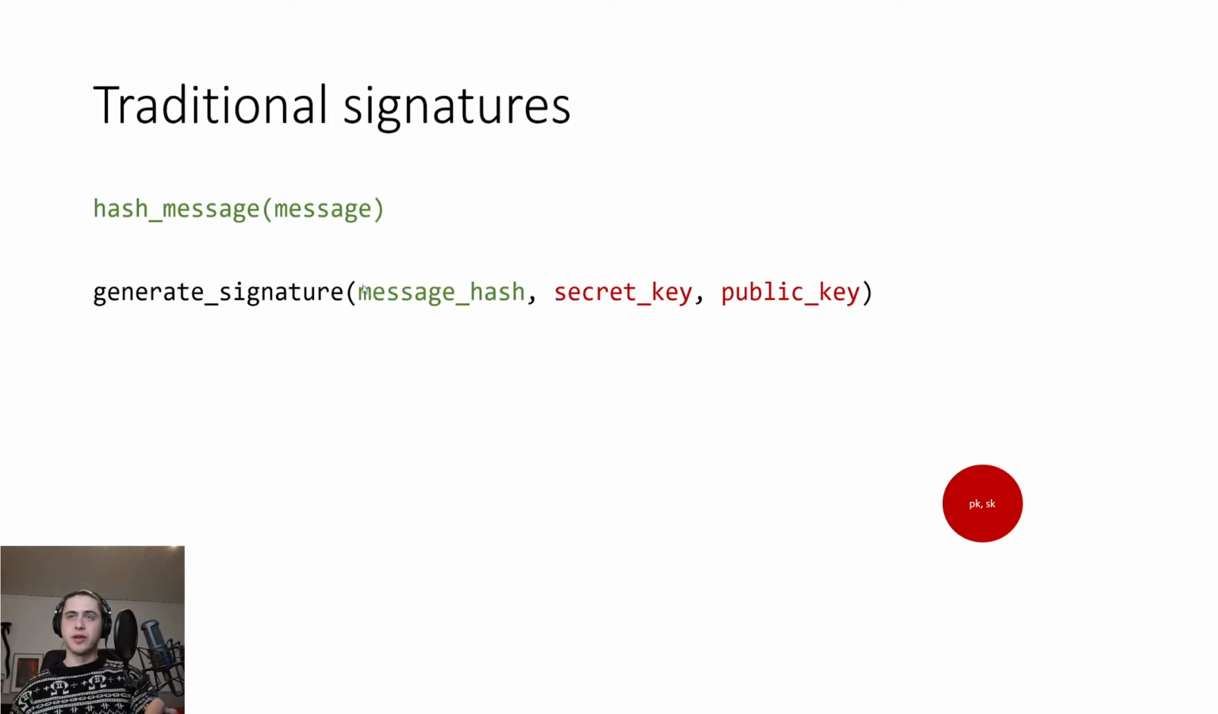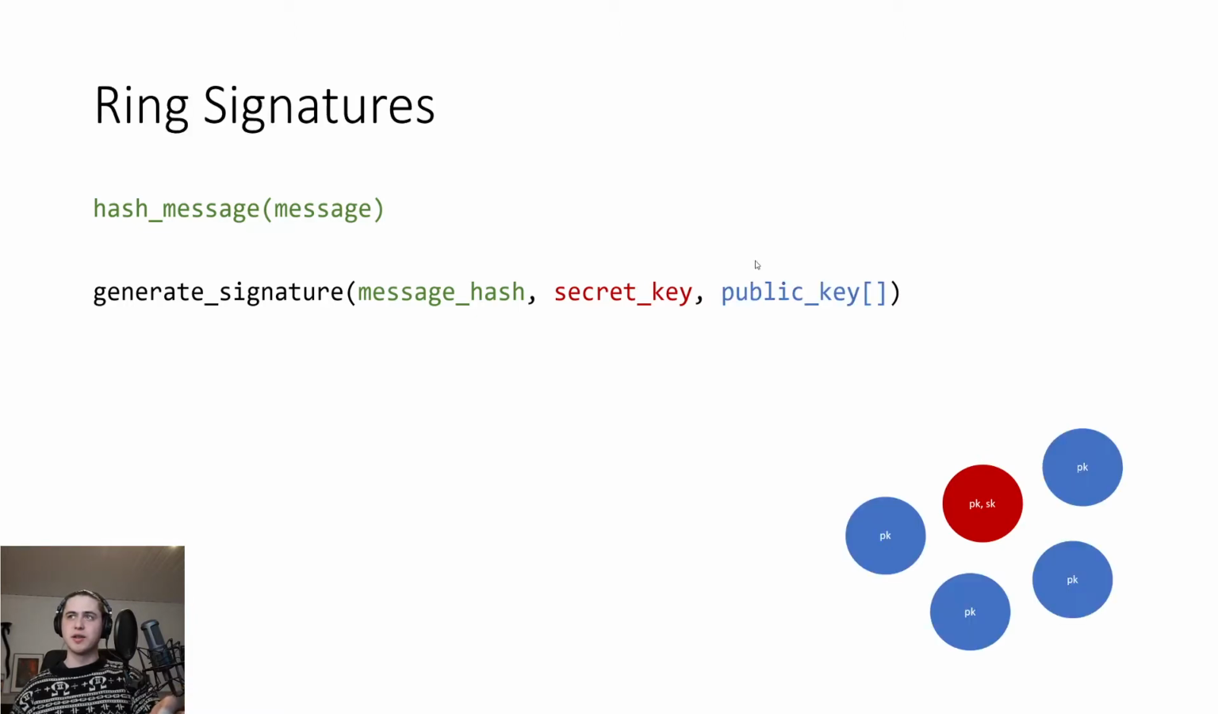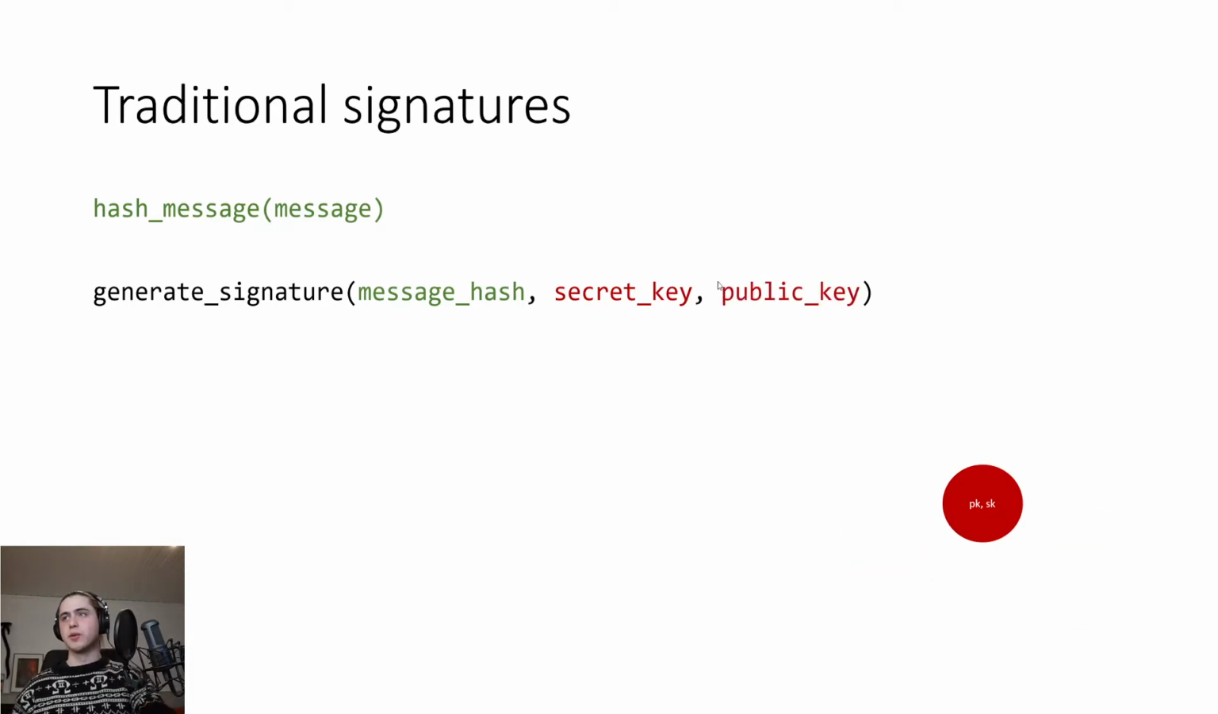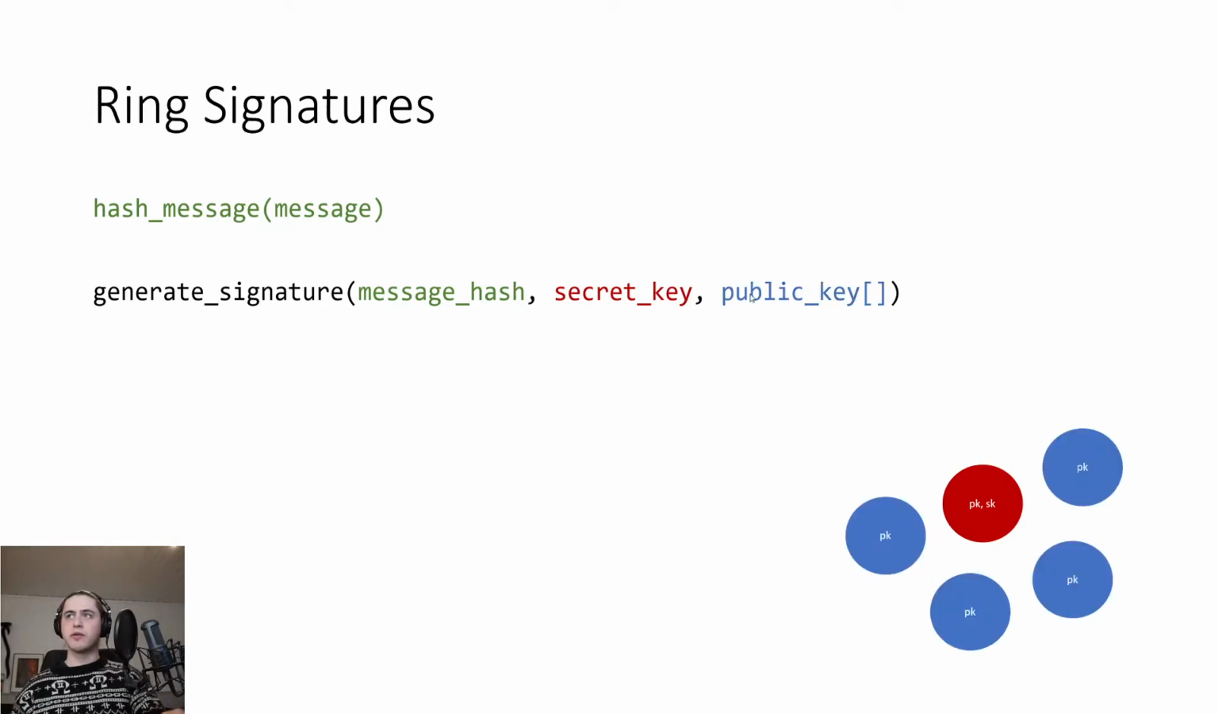And that works pretty well, but what if we don't want to know who in a group of people has signed something, but only that someone in the group has signed something? That's where ring signatures come in. Basically, instead of having one public key, you now have a list of public keys. And you also use a secret key that corresponds to one of these public keys to sign the message hash.